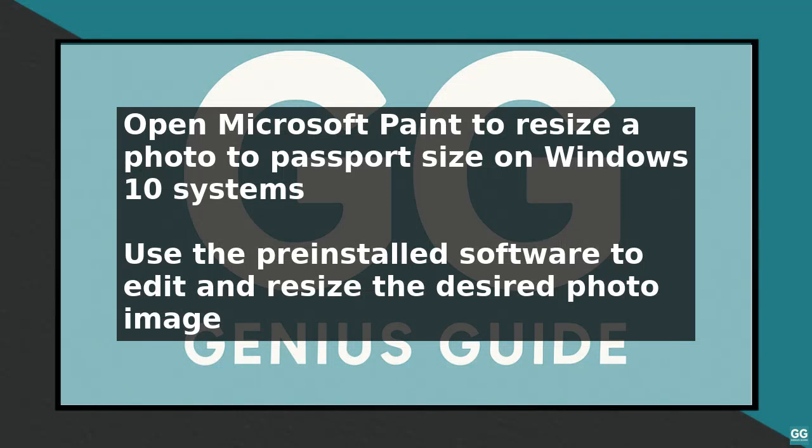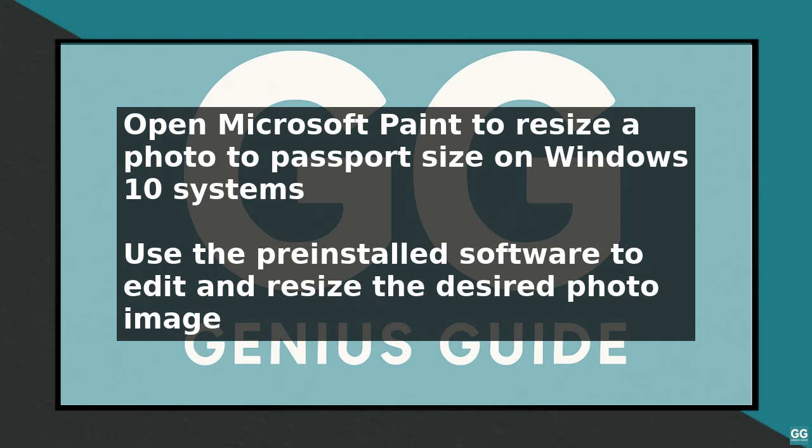To resize a photo to passport size on Windows 10, you will need to use an image editing software. One of the most commonly used software for this purpose is Microsoft Paint, which comes pre-installed on Windows 10. First, open Microsoft Paint by searching for it in the Start menu.